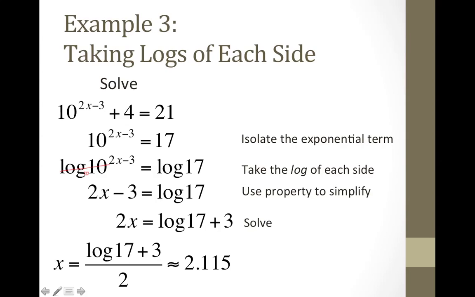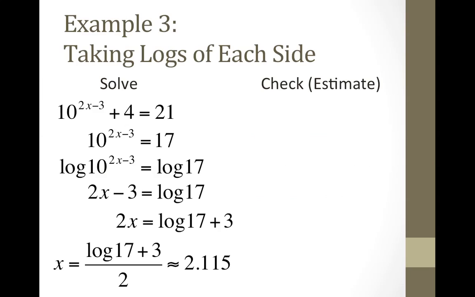But if you are allowed to use a calculator, then you can work it out and you should get approximately 2.115. Again, the check for this should be just a quick estimate. Since this is about 2, just a little bit more than 2, we're going to use 2 as our x to see what we get.